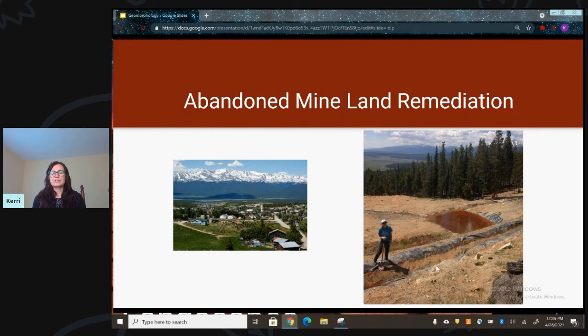So here's a picture of me doing some maintenance on retention basins that capture acid mine drainage from abandoned mines. By capturing the acid mine drainage, we can keep it from entering into water systems downstream and preserve those waters and the habitats.